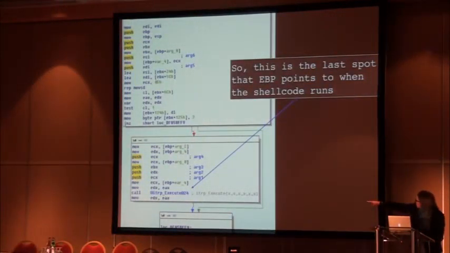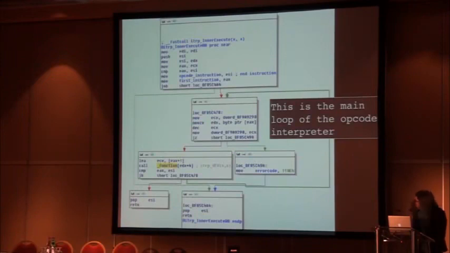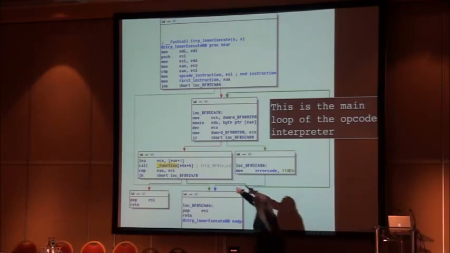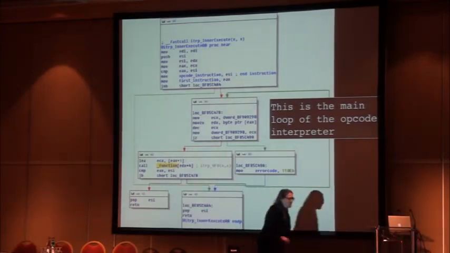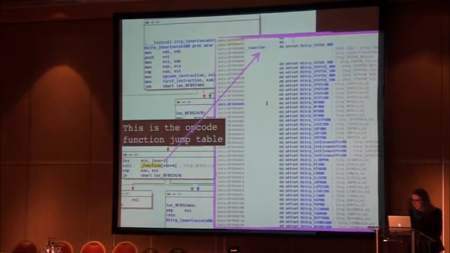So this is pretty much where we left off. It crashed somewhere down that path, and this is the main execution loop, I believe. Somewhere in here is a call or a jump that goes to the shellcode, and then this is the actual main loop. So that's the actual jump through the jump table for each of the opcodes. It's the byte value of the opcode times 4. Go that far down and call that.